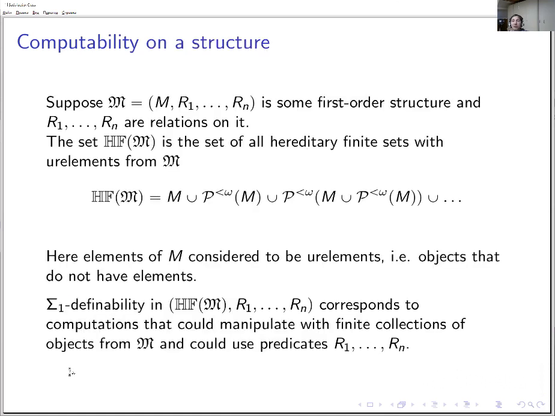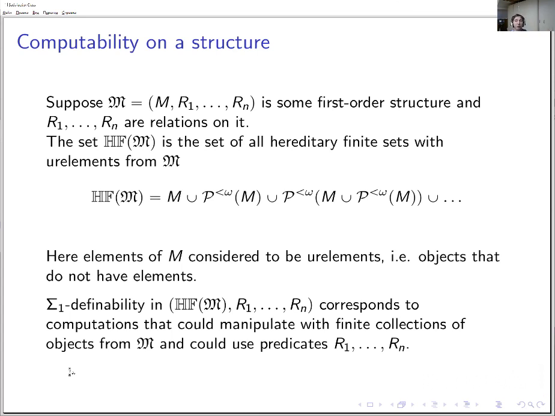Now let's go to a generalization of computability theory by the same approach. Rather than considering HF, let us consider HF of M, where M is some first order model. So what's going on here? Now what we want to do is to define computability over a structure. The basic premise is something like this: consider, for example, a set of reals.